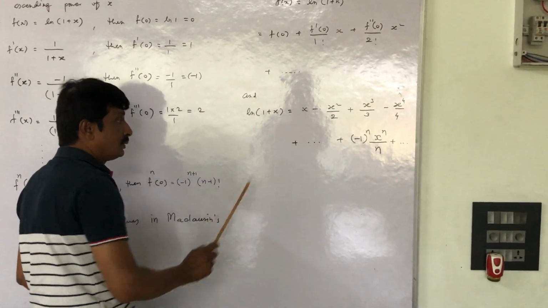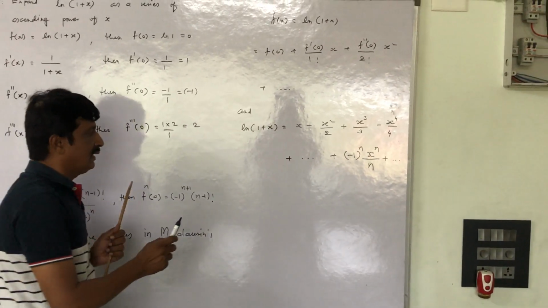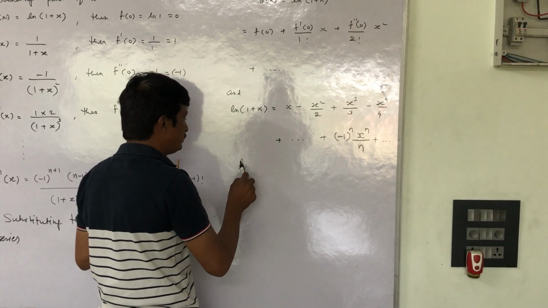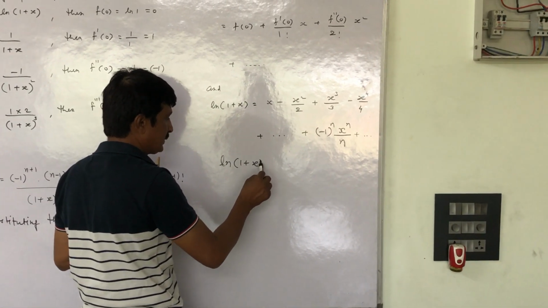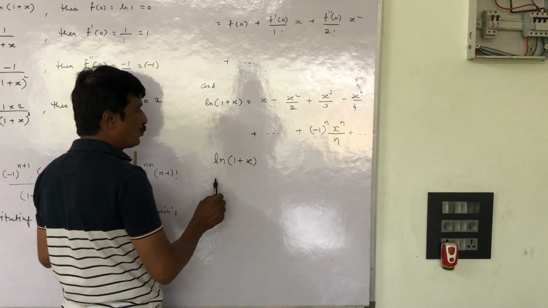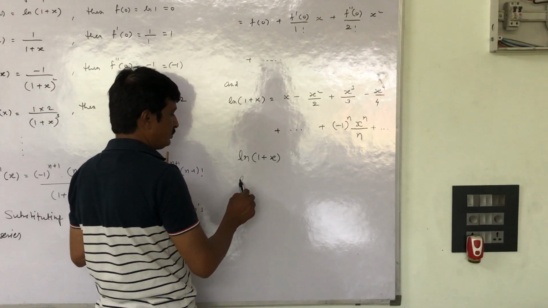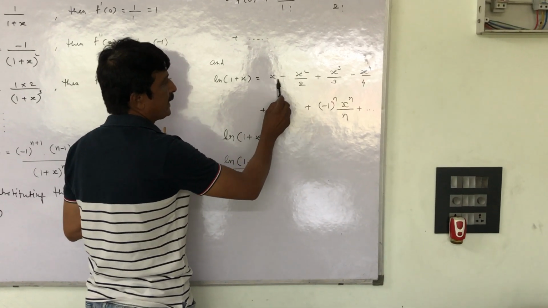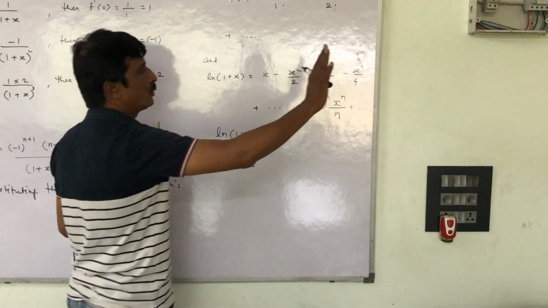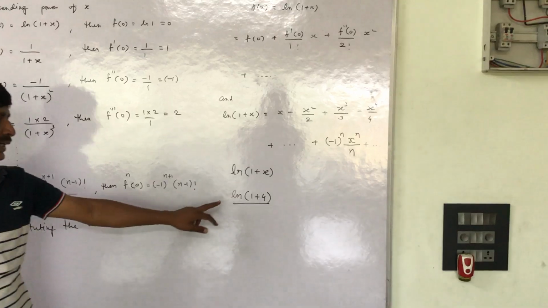Using this, we can find any logarithm after coding using a computer. Suppose I want to find log 5, so log of 1 plus 4. Putting x equal to 4, up to 50,000 terms, etc., we can find log 5.